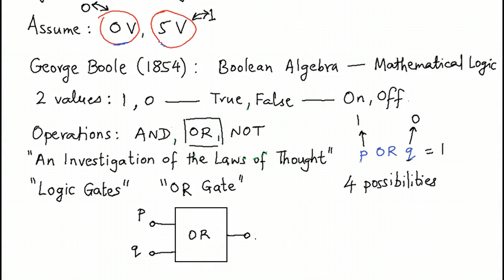which represents the result of the Boolean operation P or Q. How does the OR gate function? Remember, when the Boolean variable P has a value of 1 and the Boolean variable Q has a value of 0, then the result of the operation P or Q is equal to 1. Further recall that the Boolean variable 1 is represented by a voltage of 5 volts and the Boolean variable 0 is represented by a voltage of 0 volts.